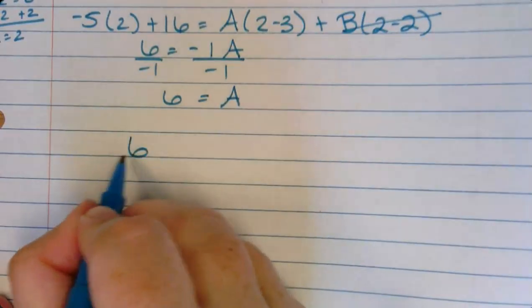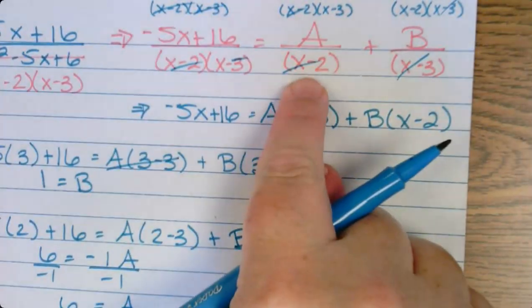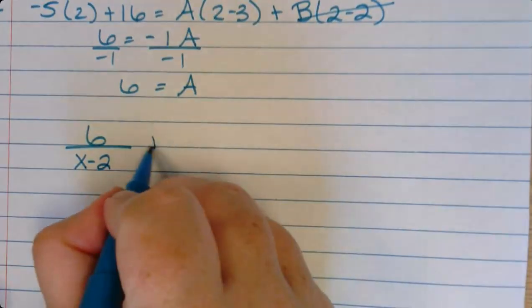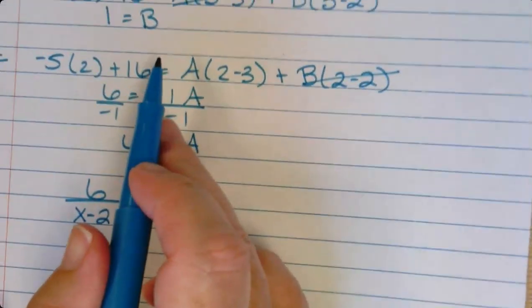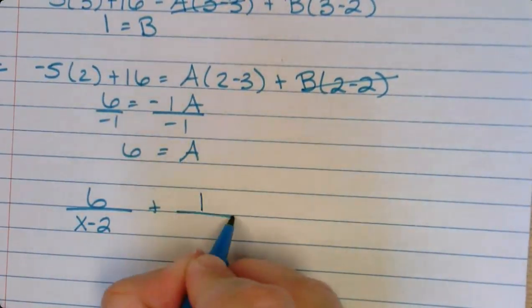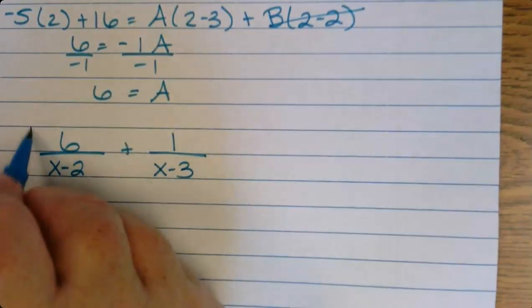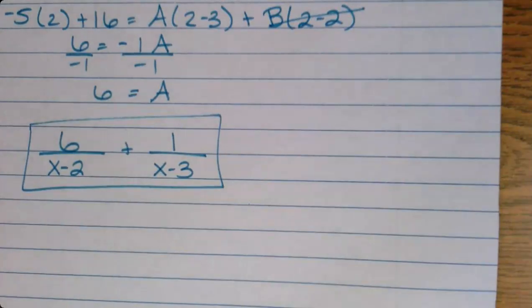So here we go. 6 over x minus 2 is under a, plus b, which is 1, which is over x minus 3. And there is that answer. I hope that has helped, and I'll see you in the next video.